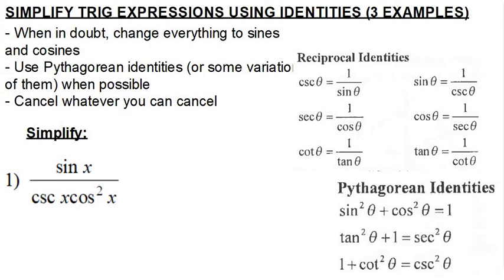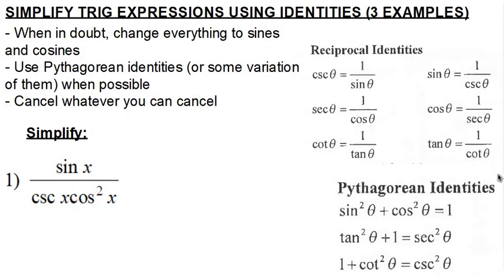Alright, in this video we're going to learn how to take the identities and use them to simplify trig expressions. There's a couple main principles that I want to emphasize. The first one is that if you're ever in doubt about how to do something, the easiest thing to do is to change everything in the problem into something with sine and cosine.